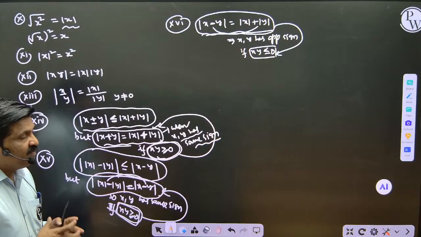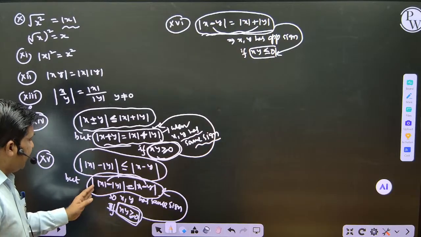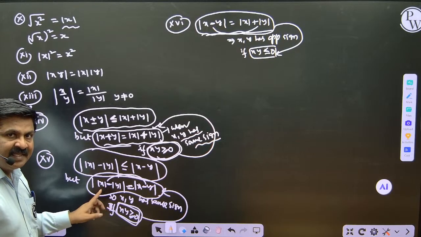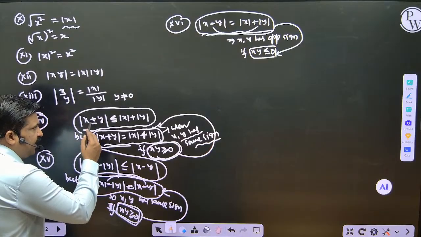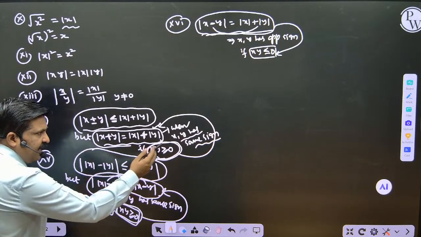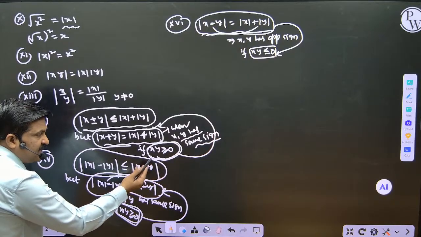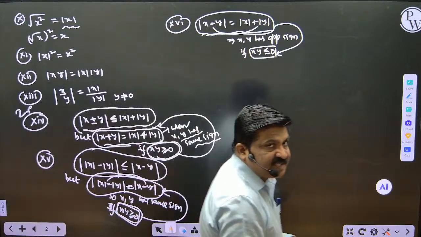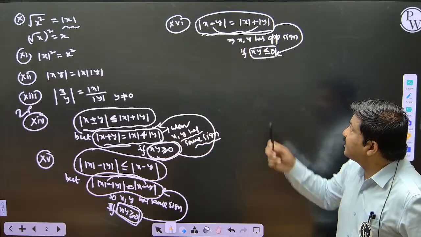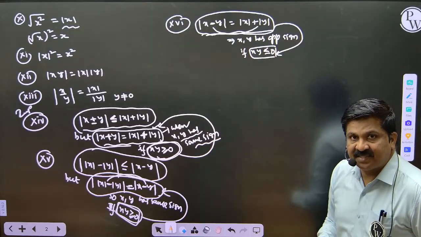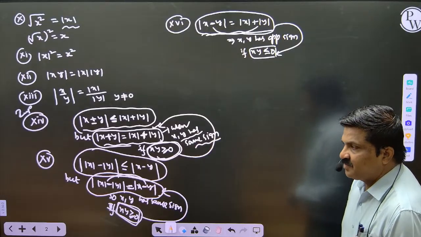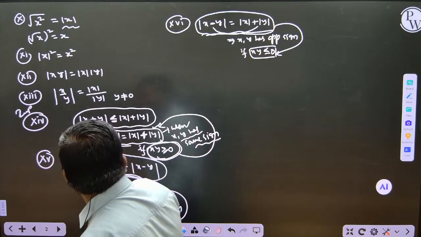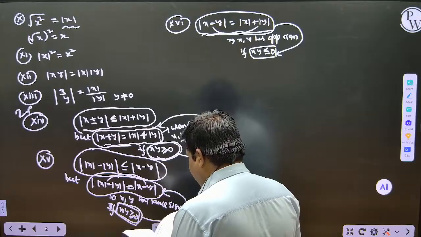But how do you remember this? If the signs are the same, in the equality both sides have the same sign, minus minus and plus plus. Therefore x comma y has the same sign. That's why xy should be greater than or equal to 0. But here the signs are opposite, here minus and plus. So x comma y has opposite signs. That's why xy is less than or equal to 0. So these are the inequality properties. We'll try the problems on it.